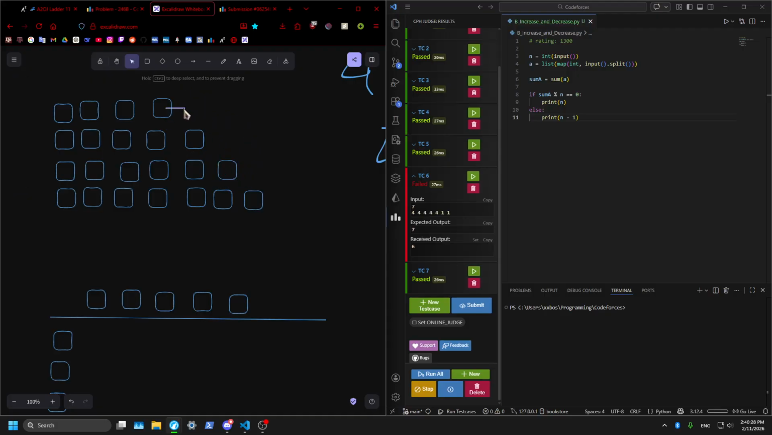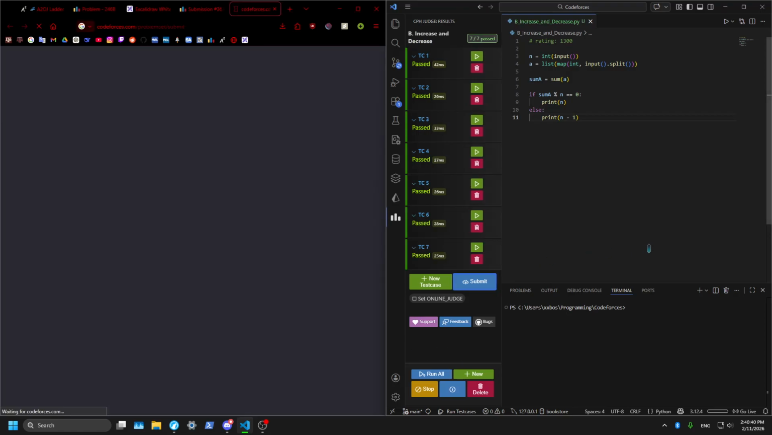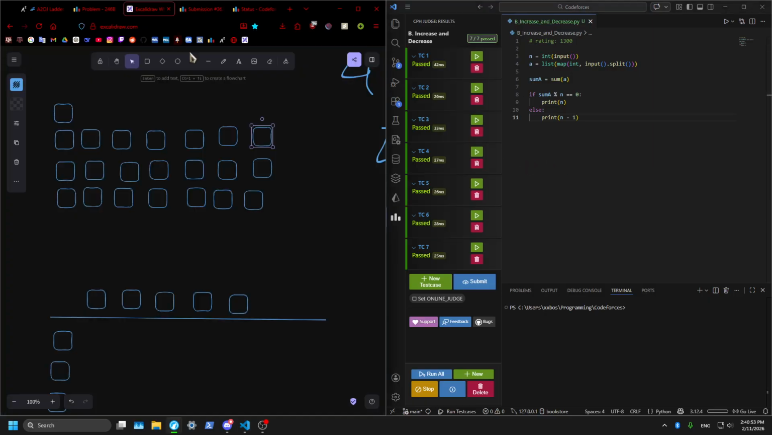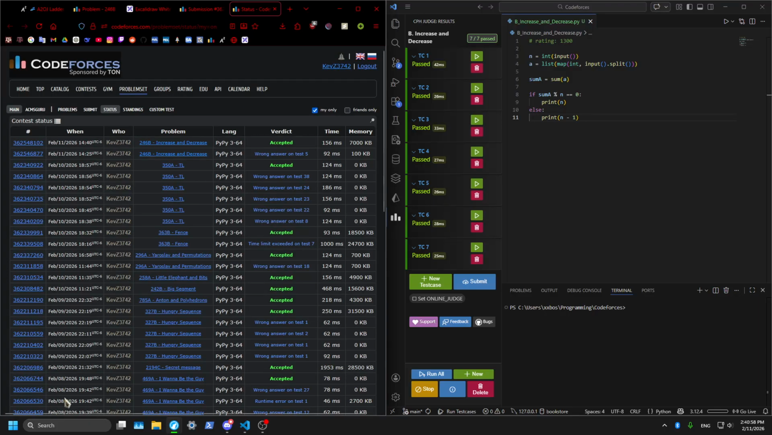I don't know why I put expected output as 7. It should be 6. There we go. There we go. Wow, this was quite a tricky problem. You had to realize a lot of stuff. I liked it. Okay, how long did it take me? 32 minutes for a 1300. That's pretty good.